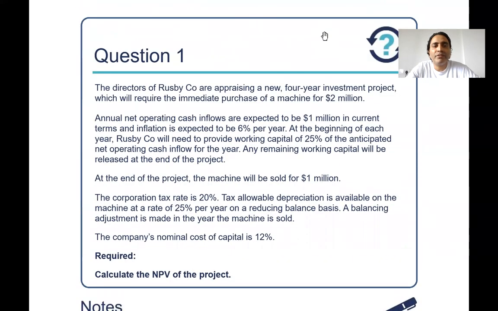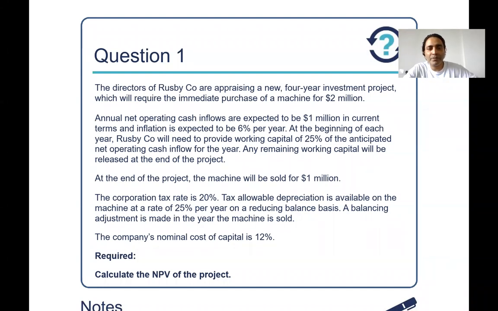So this is about the directors of Rasbi company. They are appraising a new 4-year investment project which will require immediate purchase of a machine of $2 million. So at T0, the initial investment is 2,000, that is $2 million. Okay, और ये 4 years का horizon. The annual net operating cash flows are expected to be $1 million. Now you have to really understand what this term means. Annual net operating cash inflows. So ये exactly क्या है?